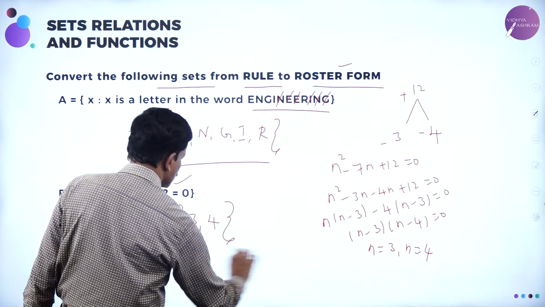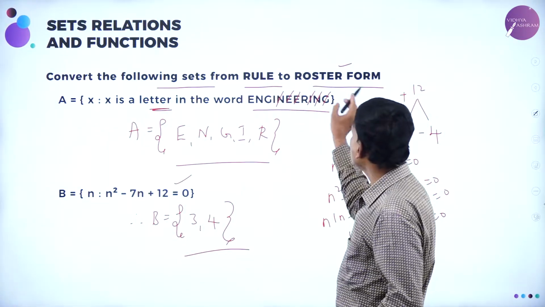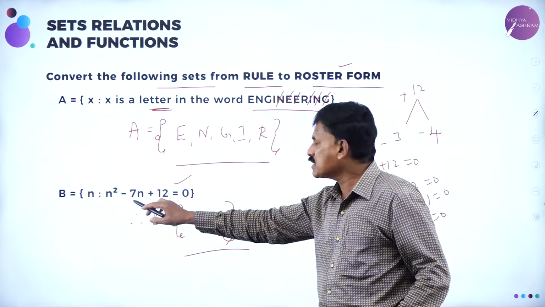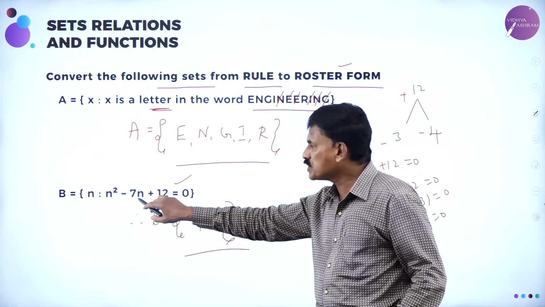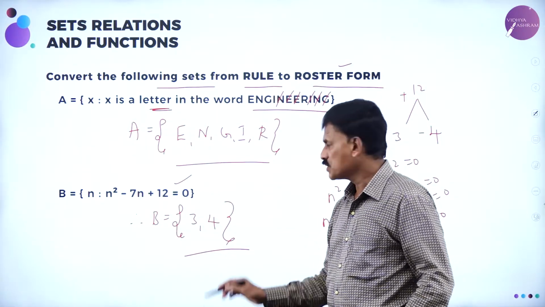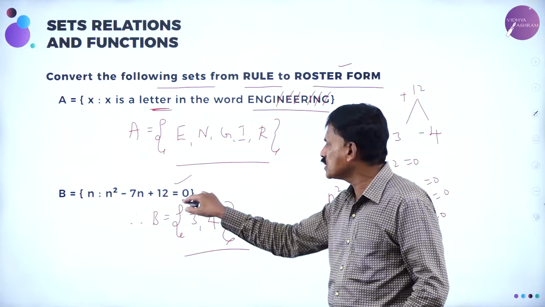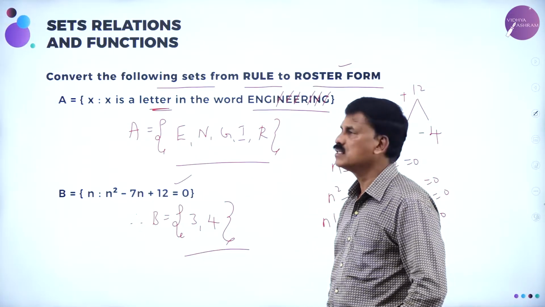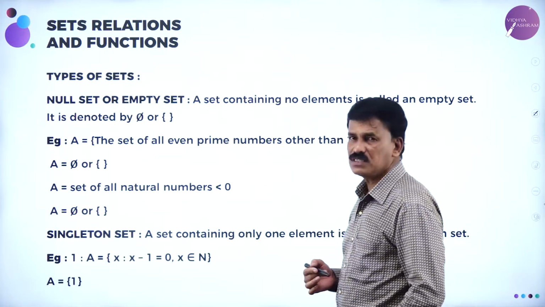That's it. These are the elements. So, from rule to roster form, the elements of the set B are nothing but the roots of the equation n^2 - 7n + 12 = 0, which are 3, 4. If you substitute n equal to 3 and 4, this equation is equal to 0. That's it. Now, let us come to the next one, types of sets.